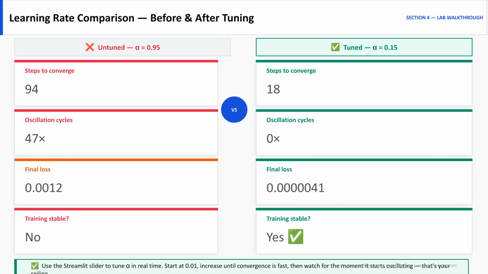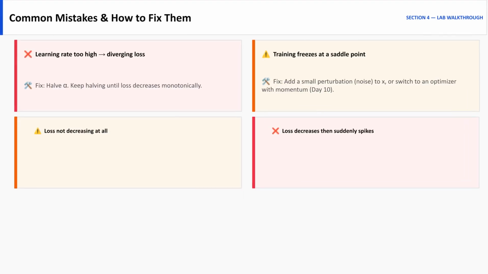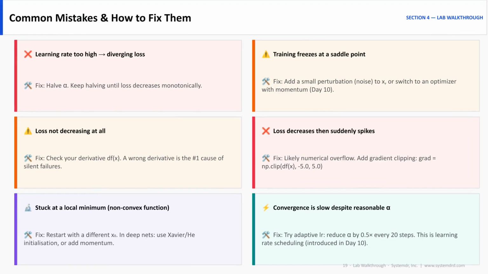An untuned alpha of 0.95 results in 94 steps and 47 oscillation cycles. By tuning it to 0.15, convergence is achieved in just 18 steps with no oscillation, achieving a much better final loss. Common mistakes in gradient descent include a learning rate that is too high, leading to diverging loss, or a low learning rate, resulting in slow convergence. Other problems include freezing at saddle points, a loss that doesn't decrease, or sudden loss spikes, which often indicate numerical issues.